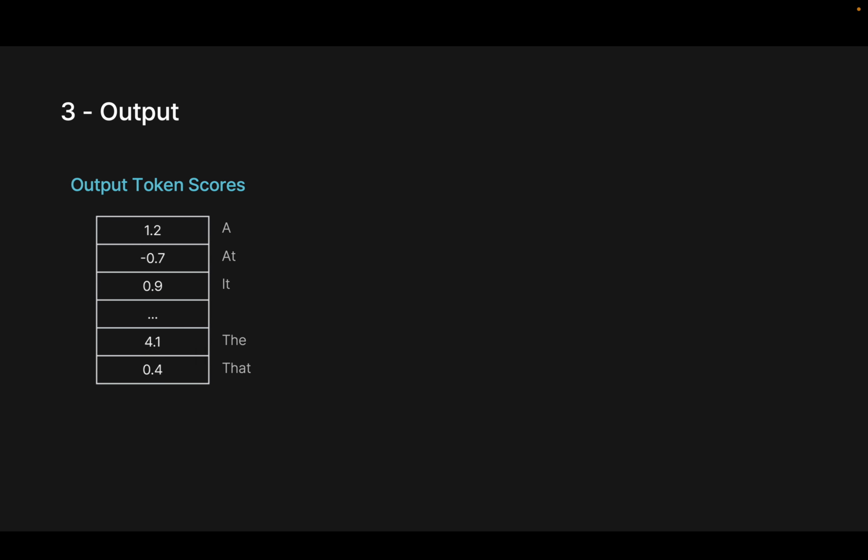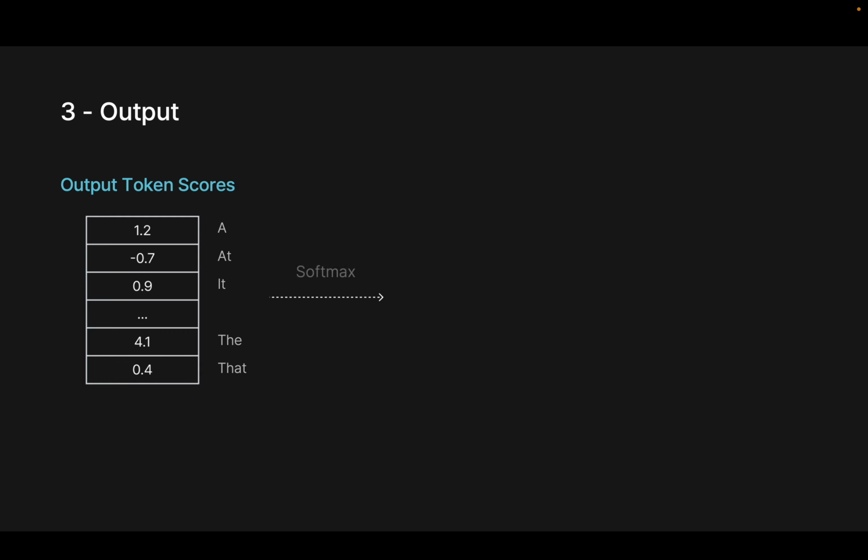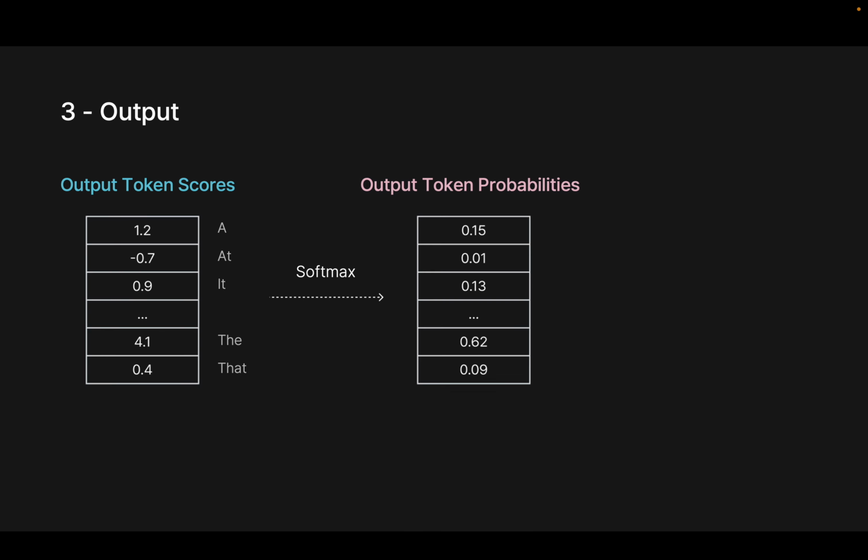The scores are passed through a softmax function to convert them into probabilities, and the token with the highest probability is selected as the next word in the sequence.